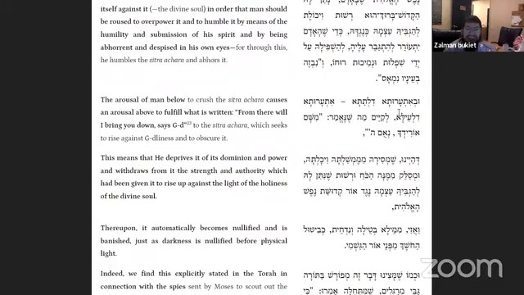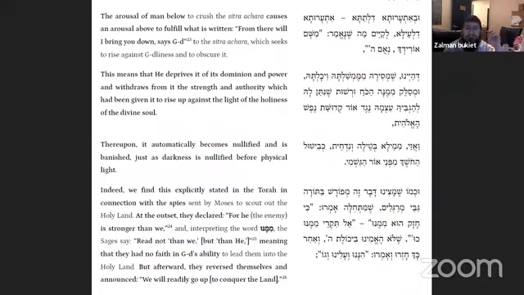This isarusa de'letata, this arousal from below, is isarusa de'le'ela. The arousal of man below to crush the Sitra Achra causes an isarusa de'le'ela, an arousal from above, as it says, "Mishom orideicha, ne'um Hashem" - from there will I bring you down. So when we put in effort and we have an isarusa de'letata, an inspiration, an arousal, this awakens the arousal from above.